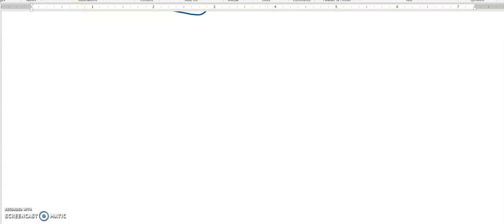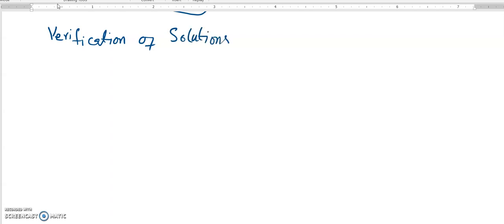Let's talk a little bit about the verification of the solution for the exact equations. Verification of solutions of exact equations. So the verification of these exact equation solutions is relatively simple.